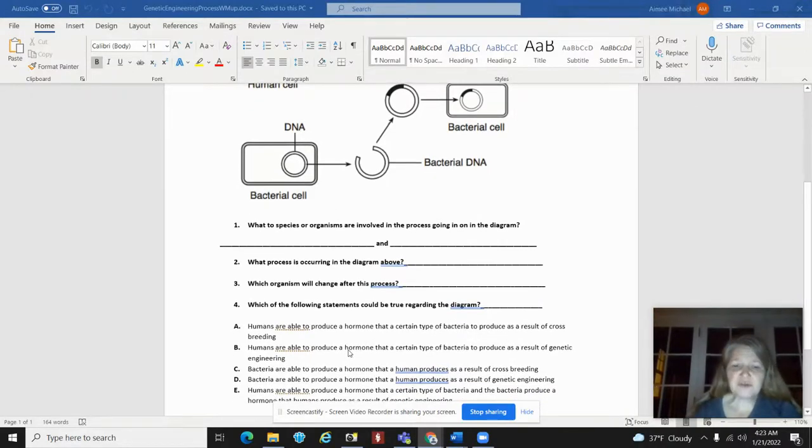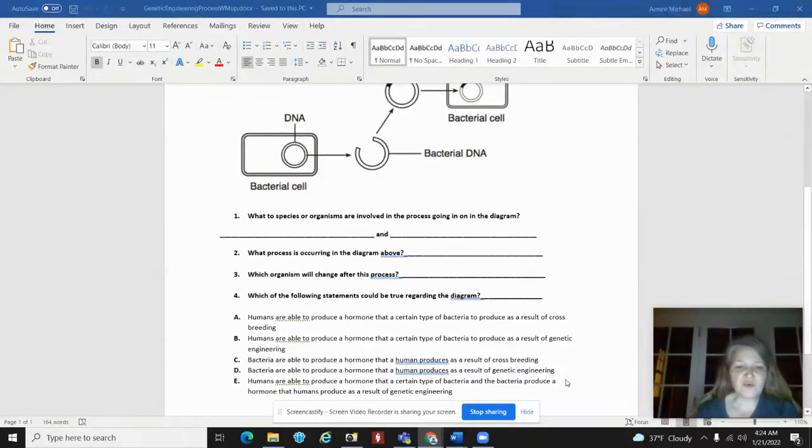C states bacteria are able to produce a hormone that a human produces as a result of crossbreeding. Now, this statement is mostly true, but crossbreeding is what tells us that it's not true. We're not crossbreeding. Answer choice D says bacteria are able to produce a hormone that a human produces as a result of genetic engineering. Okay, answer choice D is correct.